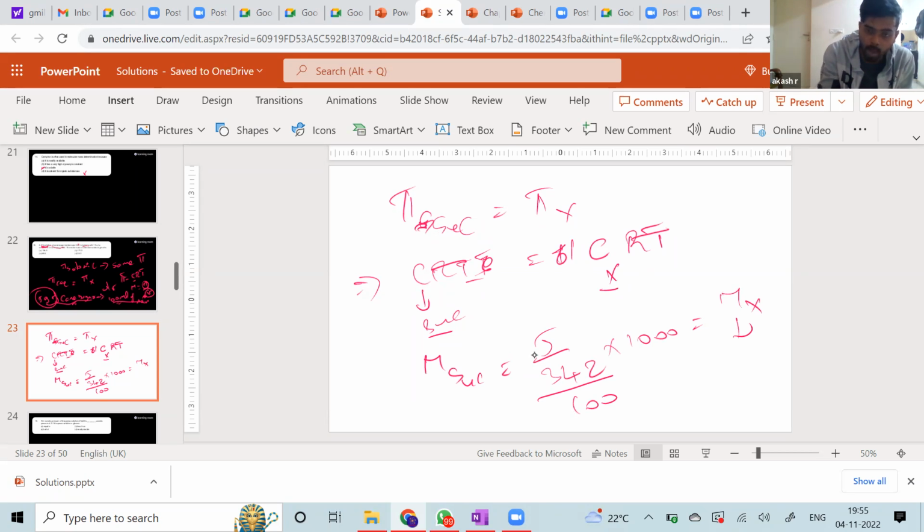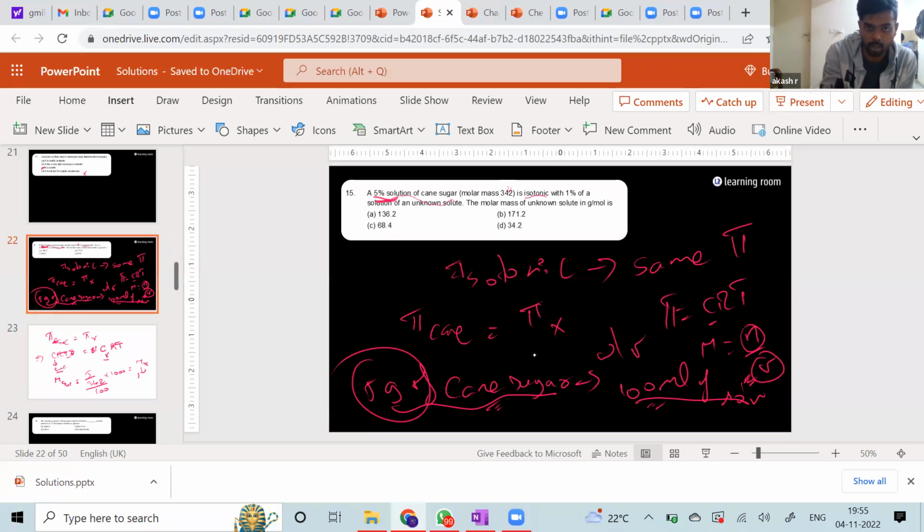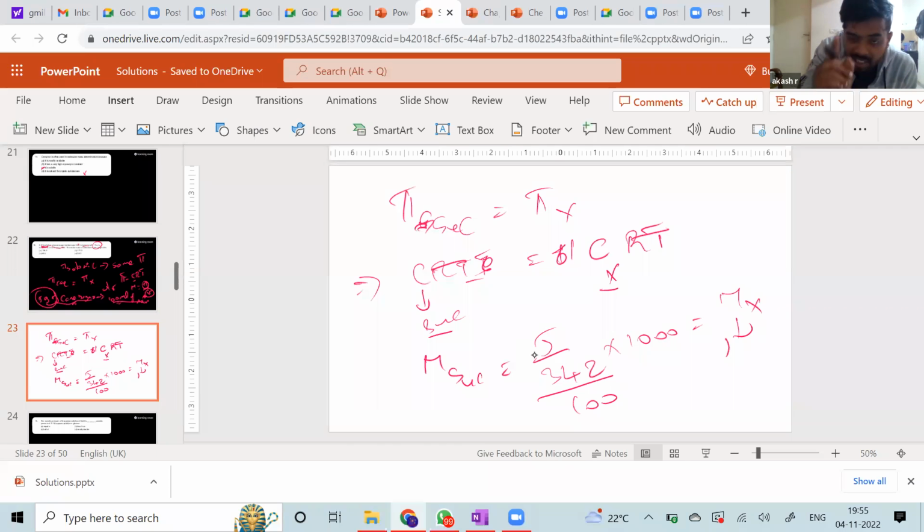And how do you do that? They have given you a 1% solution, right? 1% solution means 1 gram of that X is present in 100 ml of solution. So 1 gram is the given mass divided by the molecular mass of X, which we don't know. That is what we need to calculate, divided by again 100 ml into 1000. This should be 1000, right? So this 1000 and this 1000 get cancelled. This 100 and this 100 get cancelled.